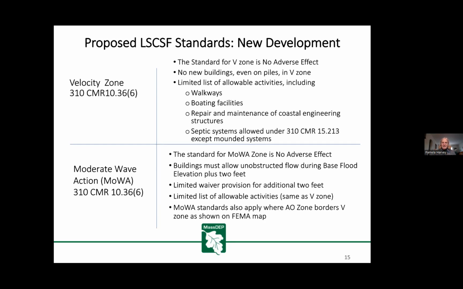An important distinction is that in the velocity zone, there are no new buildings, even on piles. For the moderate wave action zone, buildings can be allowed, provided they're up on piles, with unobstructed flow beneath. They have to be elevated to base flood elevation. And there's quite a narrow provision that would allow some variance from the 2 feet. But for the most part, those are the standards that would apply for building elevation. There are some additional provisions about buildings in the moderate wave action zone that would tend to preserve existing vegetation and try to keep alterations to a minimum. Okay, next slide.